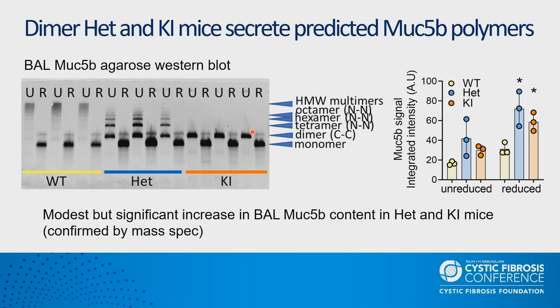All of them, however, when we reduce them in vitro with DTT, are made up of the same monomer, which was reassuring. The other thing that we noticed, because we quantified this Western blot, is that the heterozygous and the knock-in mice seem to have a little bit more MUC5B in their bronchoalveolar lavage. And we're going to circle back on this observation later.